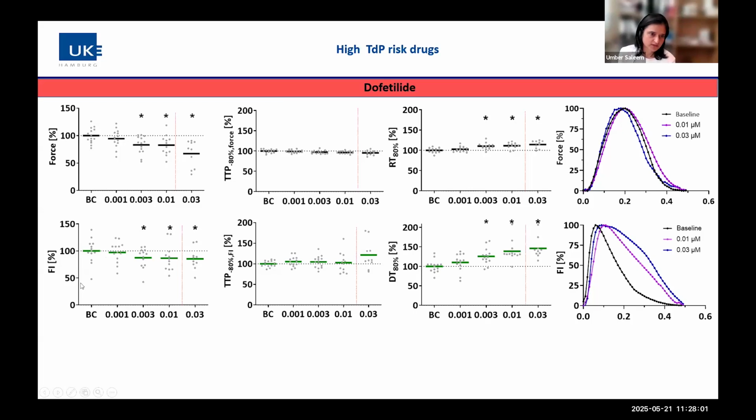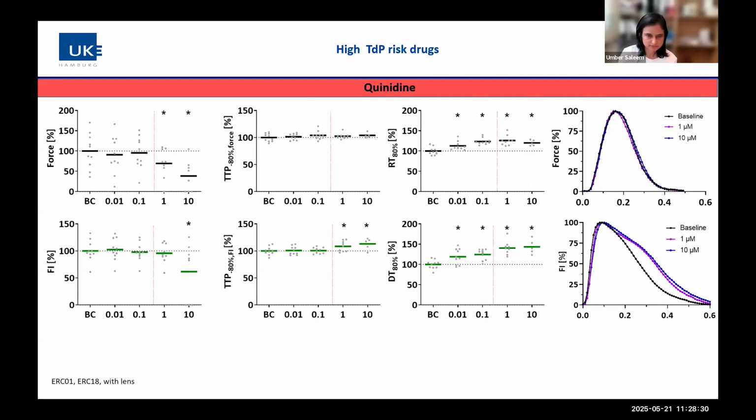And this drug decreases fluorescence intensity and increases TTP-80, but it is not statistically significant due to this large variability. And it also shows an increase in decay time, which you can nicely see in the form of concentration-dependent prolongation of the fluorescence intensity peak.